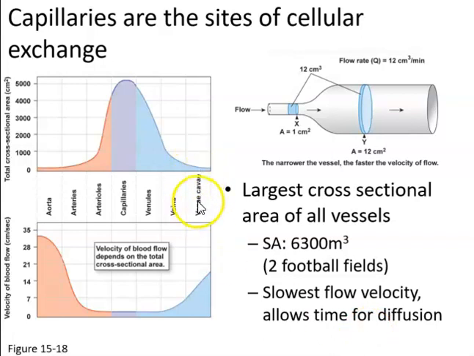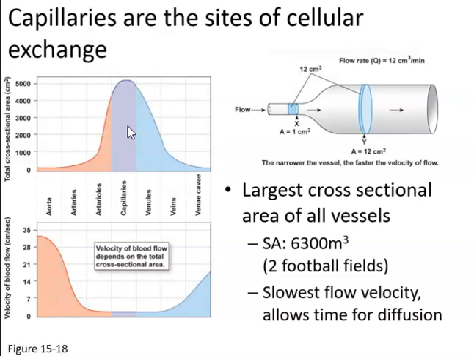This graph just shows a comparison between the total cross-sectional area of blood vessels and the velocity or speed of blood flow in the circulatory system. So we know that capillaries have the largest cross-sectional area. This is actually pretty advantageous because it allows blood to move slower. We want blood moving slower in these areas to allow time for diffusion.